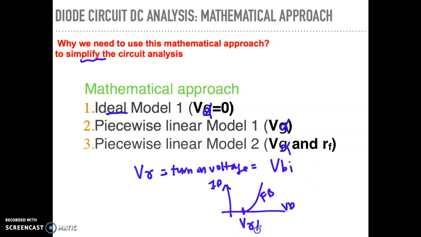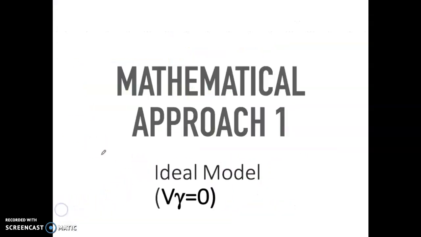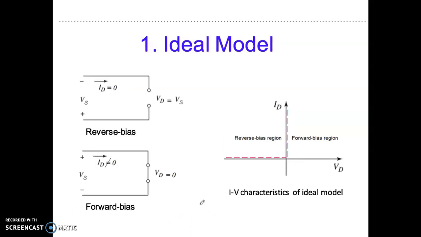This is what we call V gamma or VBI. So it will depend on the value of V gamma in order for you to solve the mathematical problem. Okay, so let's go to model number 1, that is the ideal model, where you denote V gamma equal to 0. So what does that mean? Ideal model means you don't have any turn on voltage. Your turn on voltage is equal to 0. It means if you plot the IV characteristic, the turn on voltage is 0. So in a very perfect condition, there will be no built-in voltage.